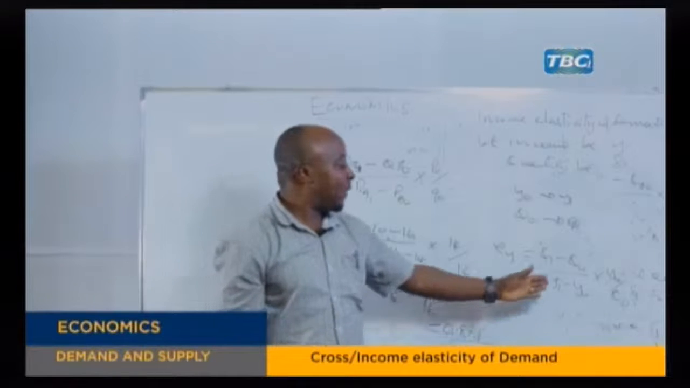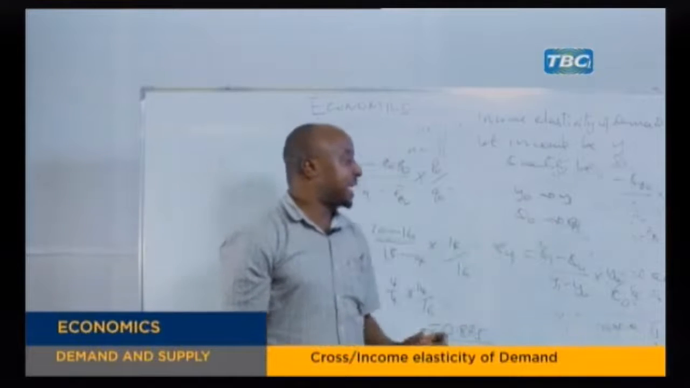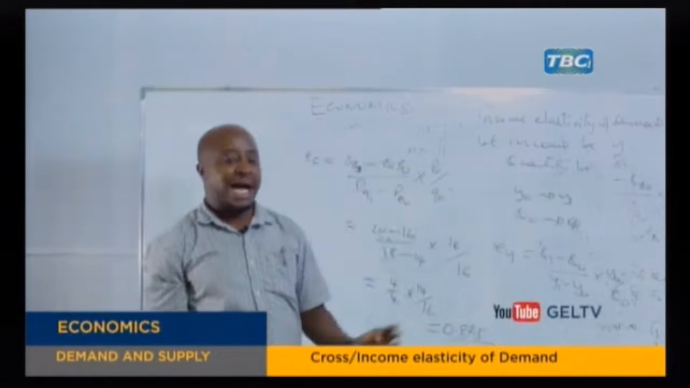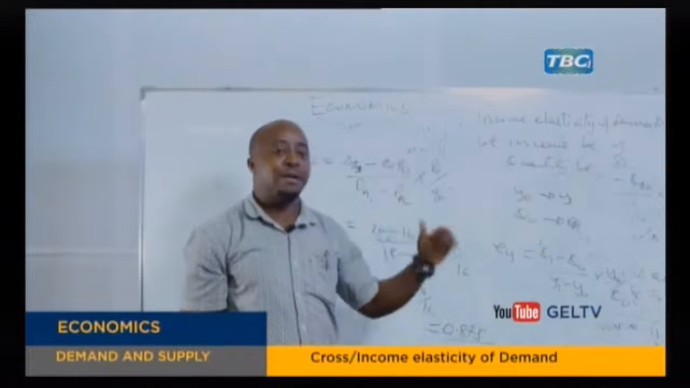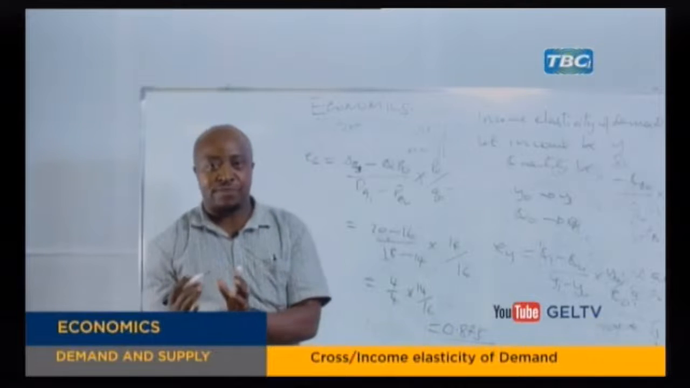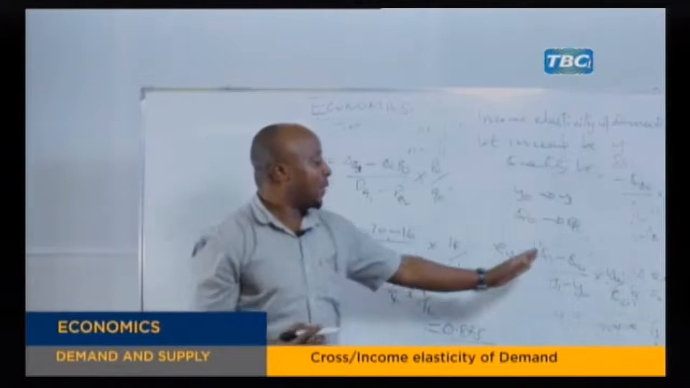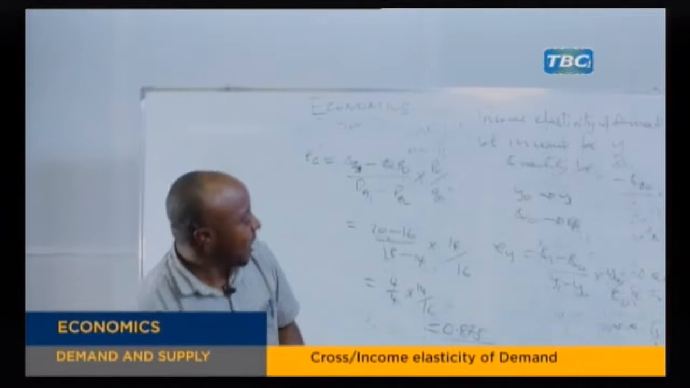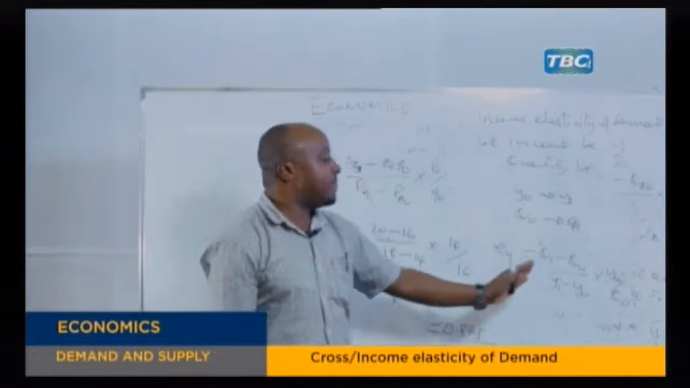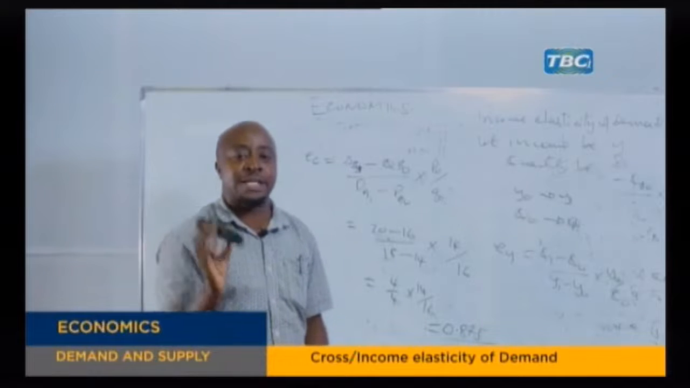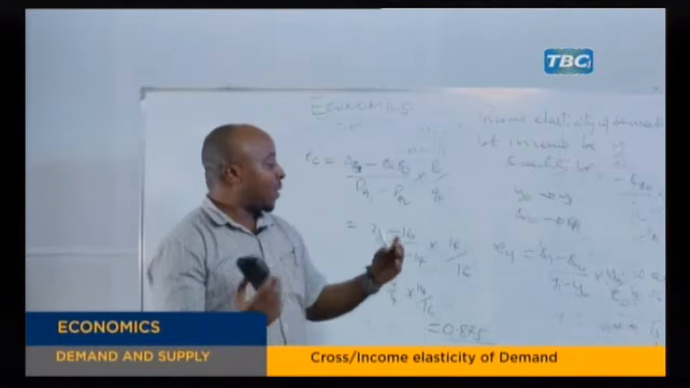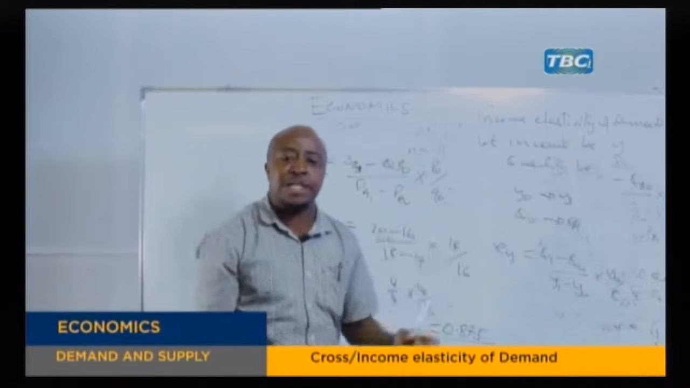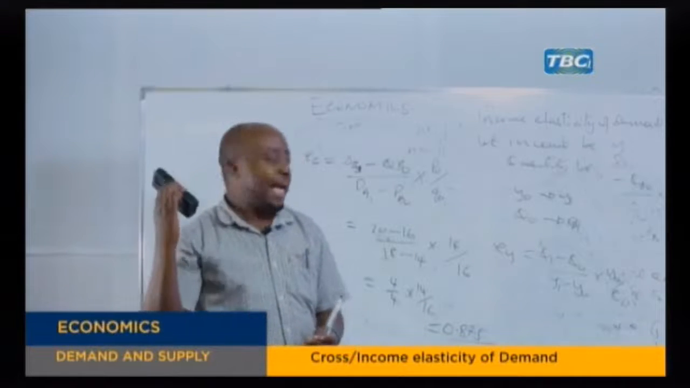As we said, when income changes, quantities will change. When you calculate, you'll get different answers. The answer can be positive, can be zero, or can be negative. Are we together? So once you get those answers, you can interpret your results, because you can be told to calculate income elasticity of demand, then interpret your answer. How can we interpret income elasticity of demand?